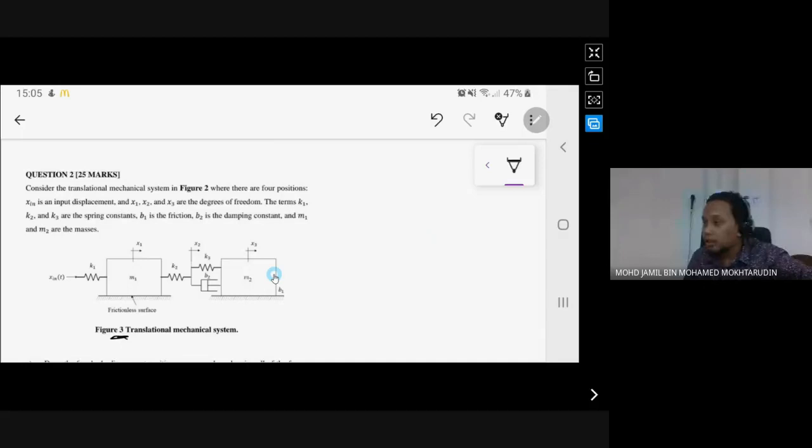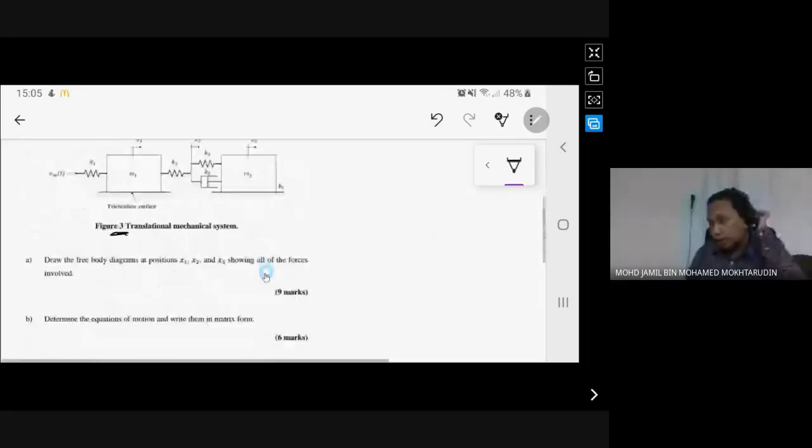X1, X2, X3 are the degrees of freedom. And the terms K1, K2, K3 are the spring constants. B1 is friction, so B1 here. And B2 is the damping constant, so B2 damper. M1, M2 are the masses.